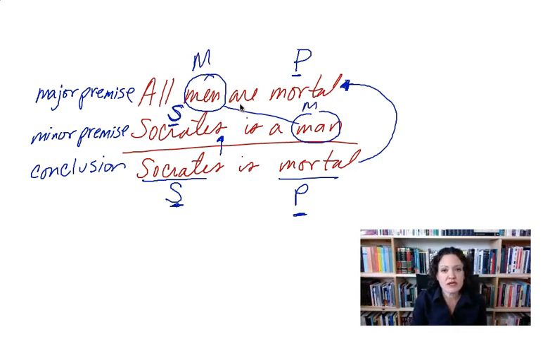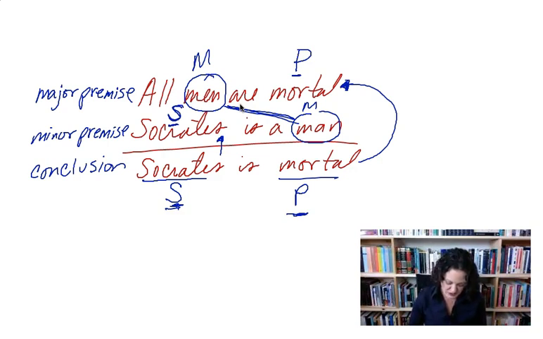Okay, so there are three terms in a categorical syllogism. The S term, which is the subject of the conclusion, the P term, which is the predicate of the conclusion, and the M term, which relates the S and P term together. We also have, in a previous series, we learned how to identify subject, copula, predicate, and quantifier. So we also have that as part of our background. We'll call that one of the building blocks.